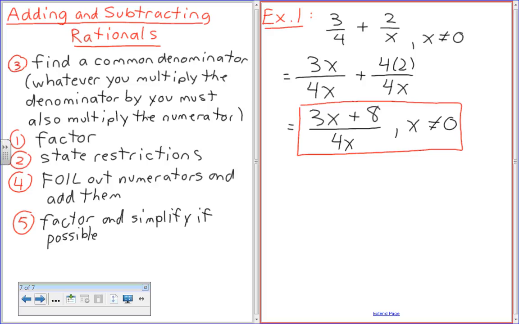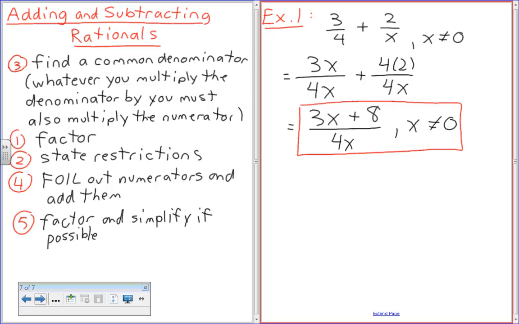X? Where? Oh, because, okay, good question. There was already an x in the denominator here, right? Okay, so in order to make it 4x, you just times it by 4, right? So again, the 2 just gets multiplied by 4 since there's no x in the numerator here.